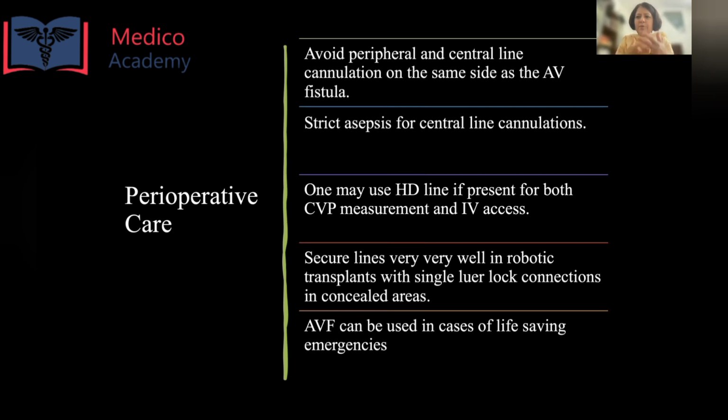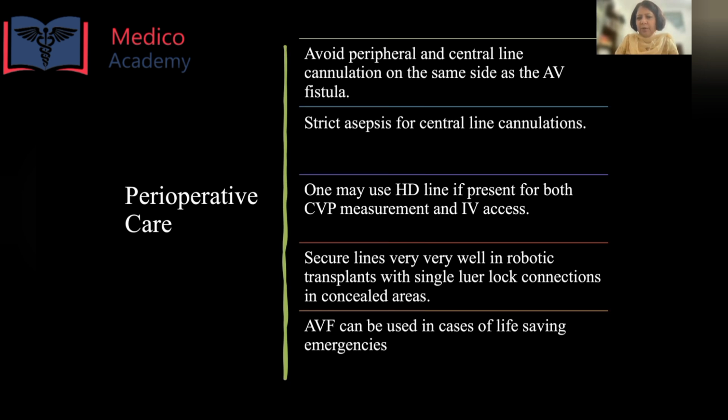We usually cover the AV fistula with a soft gauze and label it, and we don't use that limb for any peripheral cannulation, blood sampling, or placing an NIBP cuff. Strict asepsis whenever we start a central line cannulation, and when we use the HD line, if present, as I mentioned earlier too.